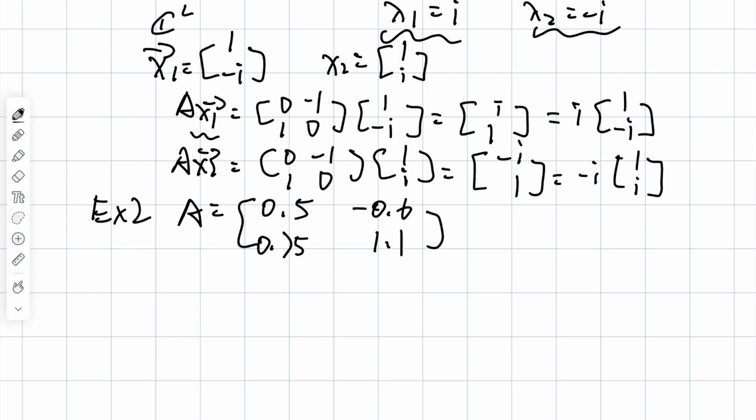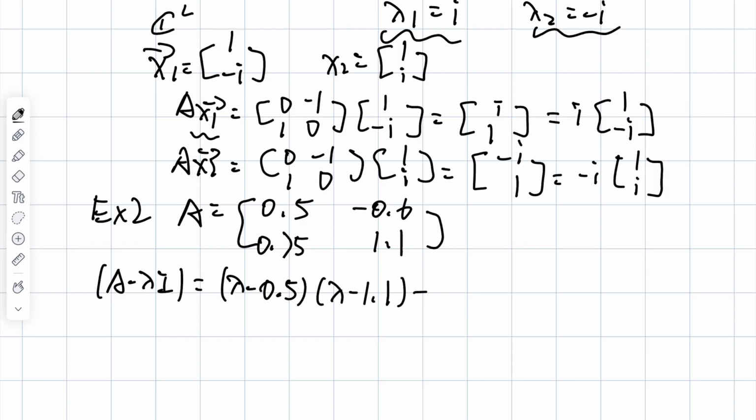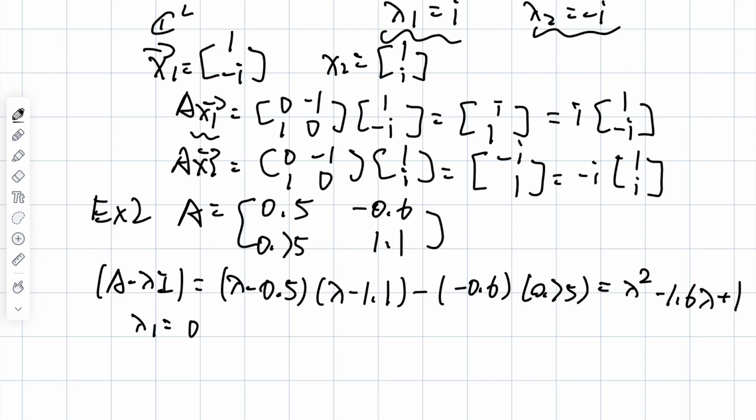That is, first step, we find the characteristic equation: (lambda minus 0.5)(lambda minus 1.1) minus (-0.6)(0.75). Simplify this, and it gives you lambda squared minus 1.6 lambda plus 1. Using the quadratic formula, lambda 1 equals 0.8 plus 0.6i. Lambda 2 equals 0.8 minus 0.6i.